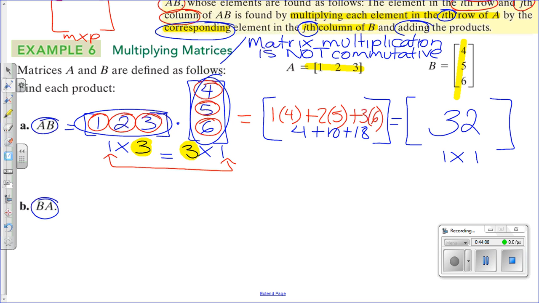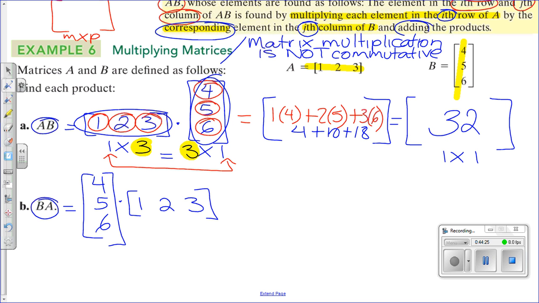Now let's look at B times A. So now I need to write matrix B first. So that will be 4, 5, and 6. Matrix A is 1, 2, and 3.